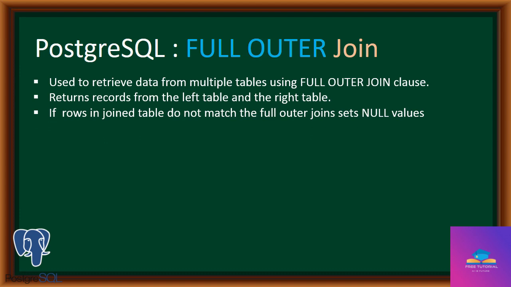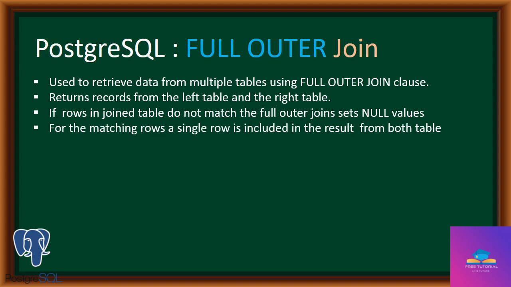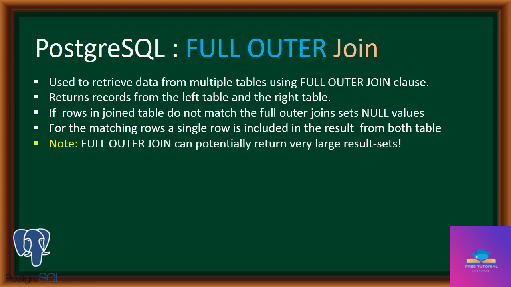So when the tables are joined, if there are rows that do not match, the full outer join will place a null value in that row. For the rows that do match, a single row is included in the result set that contains columns populated from both joined tables. One thing to note is that when using the full outer join, it can potentially return very large result sets, so bear that in mind.